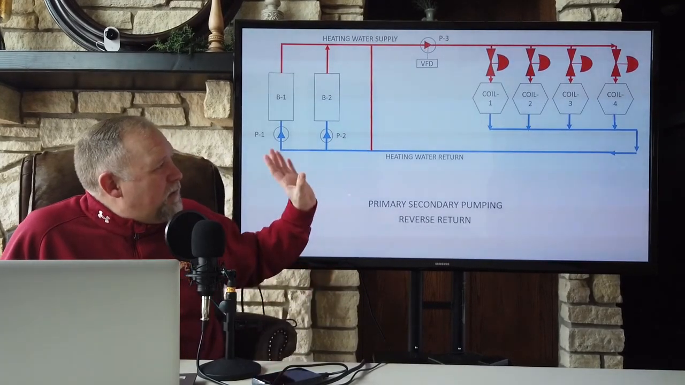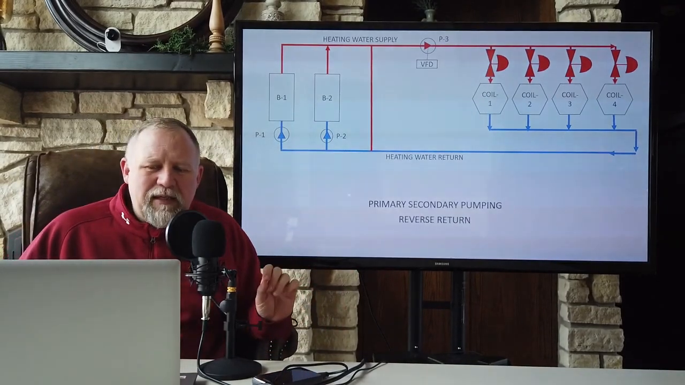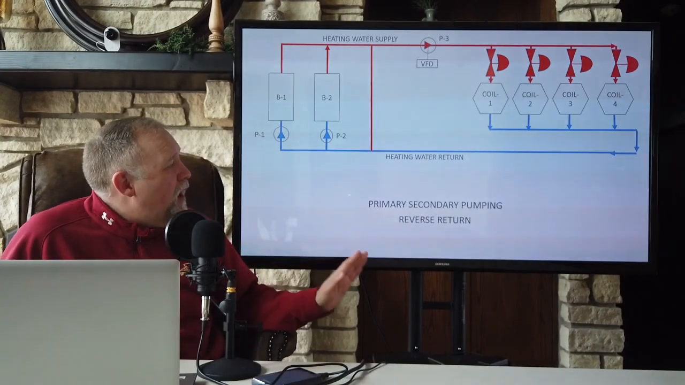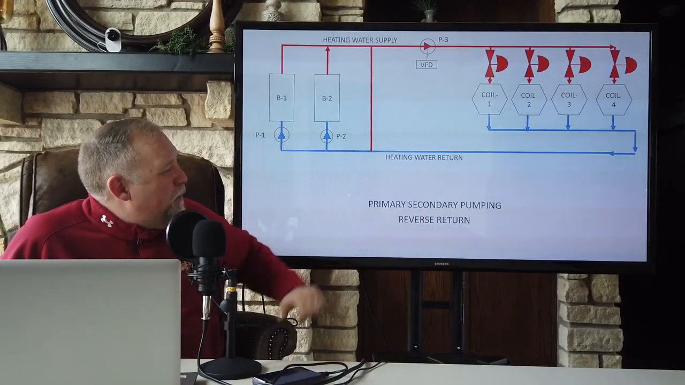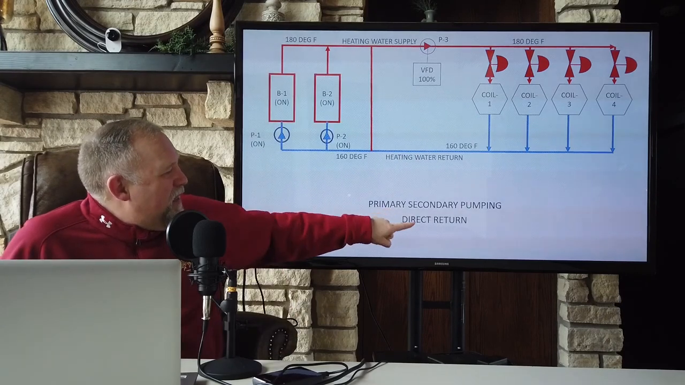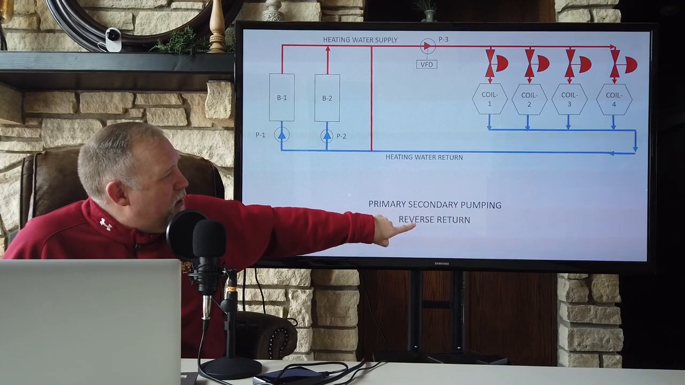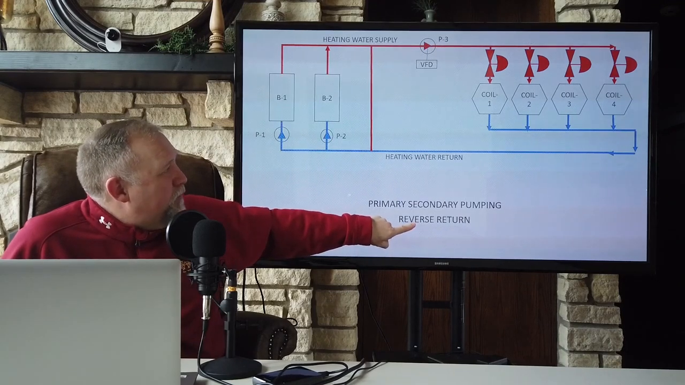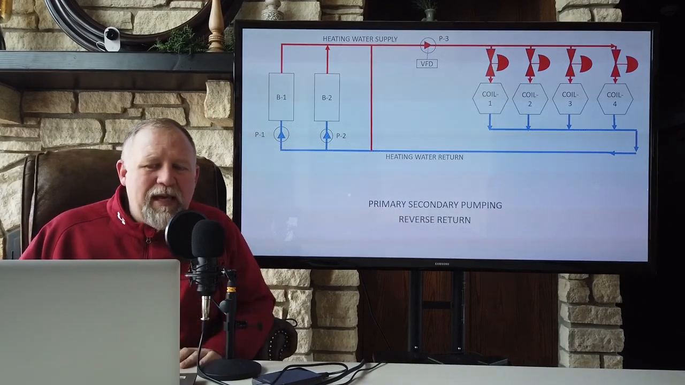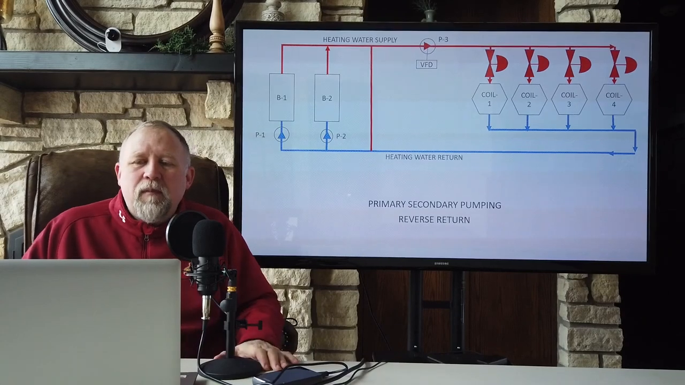So these are kind of oversimplifications, but enough to get the understanding. The big point I want you to understand here is, first, understand how primary secondary pumping works, and then understand that with that we can either pump the return in either a direct return or a reverse return, and that has to do with making the balancing easier for the loads.